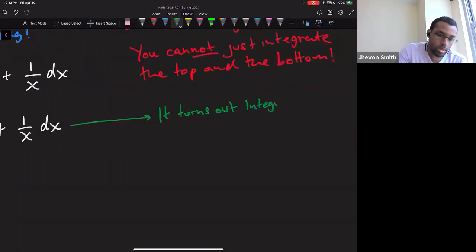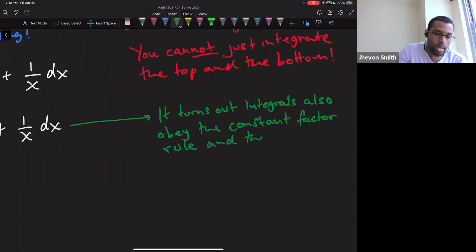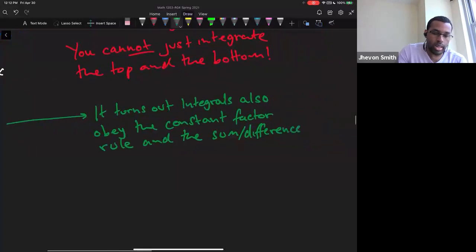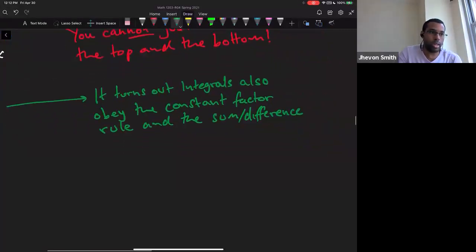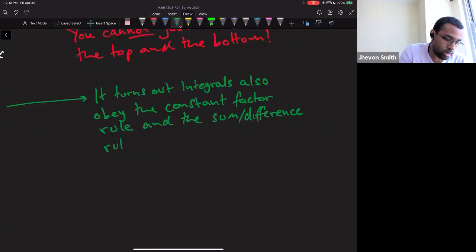Integrals also obey the constant factor rule and the sum difference rule, which I guess later, if I tell you about the properties of integrals, I would actually mention in a theorem or something.